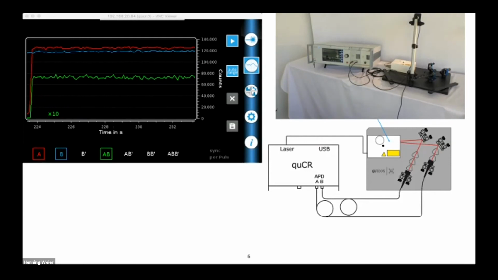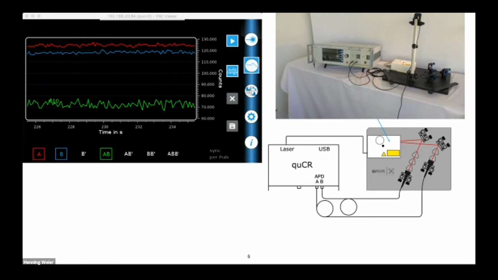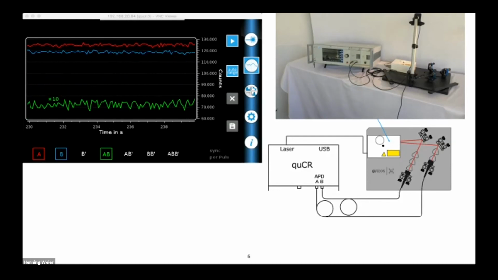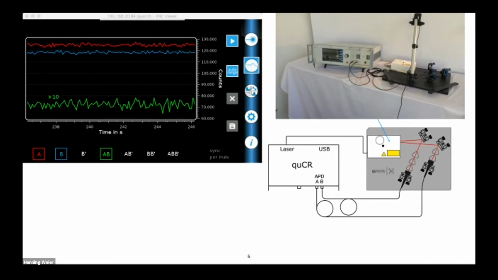Okay, you also see that there's a bit of fluctuation on these lines. So there's some sort of statistics going on that's not completely stable. And this is, unfortunately or fortunately, I don't know, completely normal.